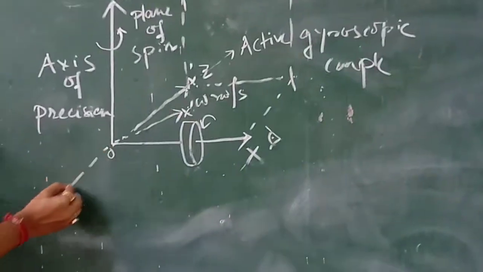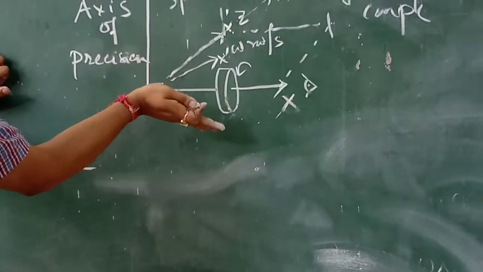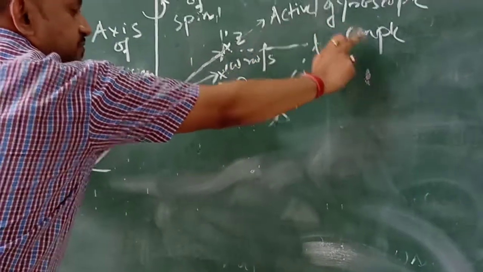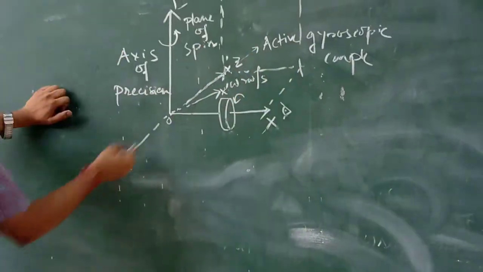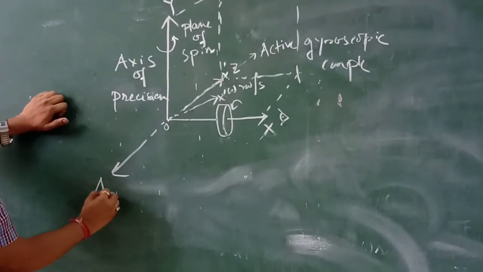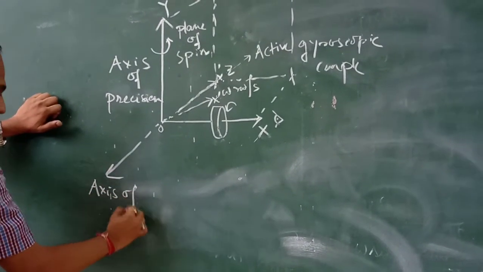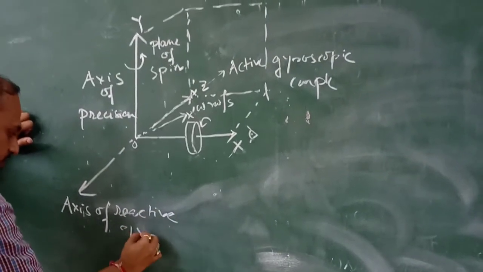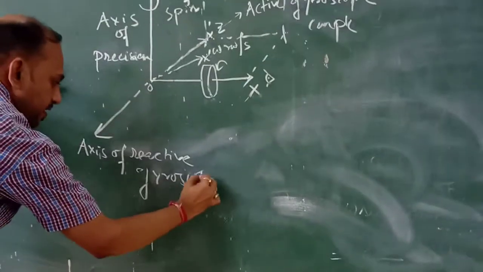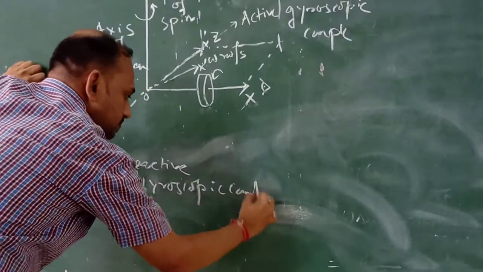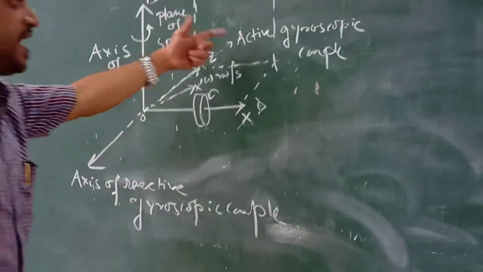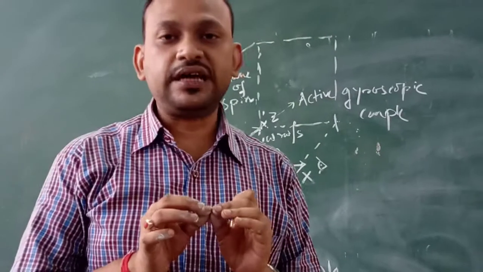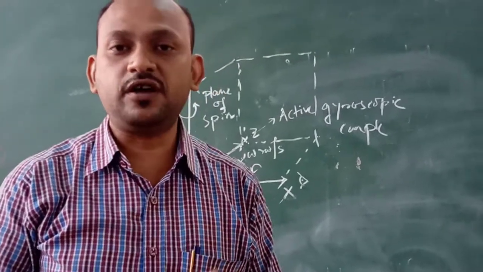And if the rotation is taking place in this direction, then this axis becomes the axis of active gyroscopic couple, and opposite to this becomes the axis of reactive gyroscopic couple. Axis of active gyroscopic couple and axis of reactive gyroscopic couple, just like the centripetal and the centrifugal force.